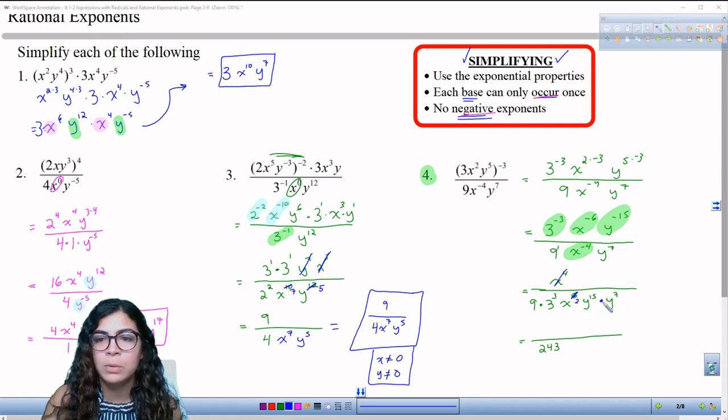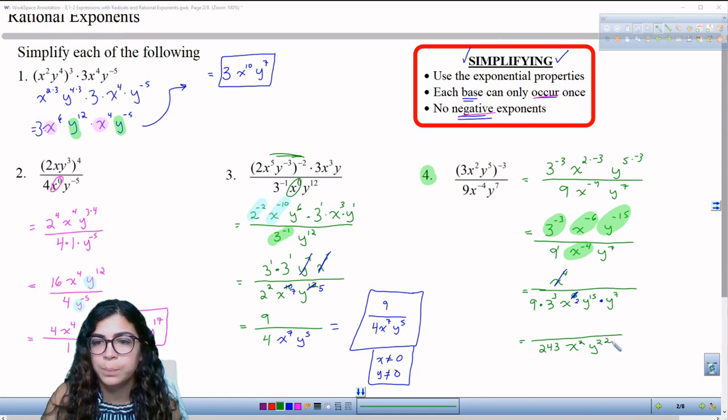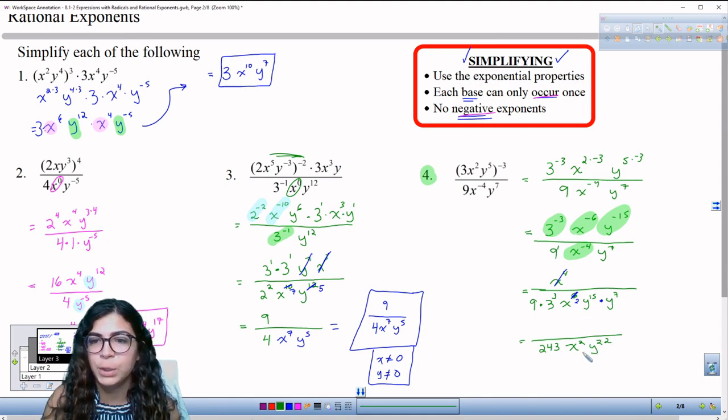So I'm going to use the product rule. These bases are multiplying together, and I'm going to add the powers. So in the denominator, I have x to the power of 2 and y to the power of 15 plus 7, which is 22. Okay, very interesting.